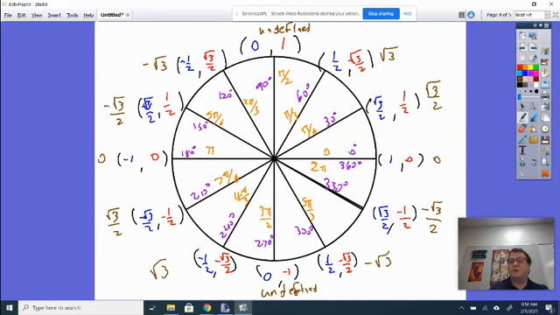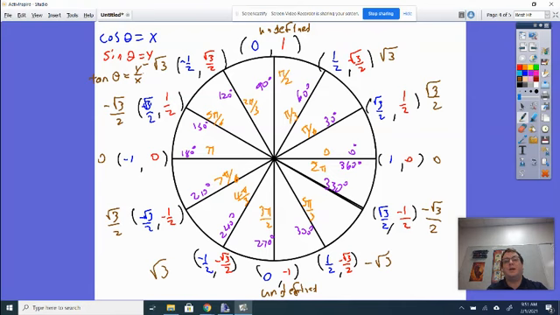Okay, so in short, remember, I'm going way too fast, so let me slow down. Cosine of any angle is x. The sine of any angle is y, and the tangent of any angle is y over x.